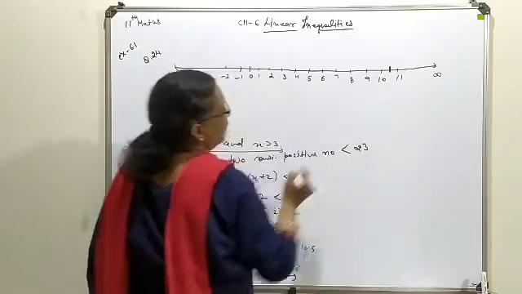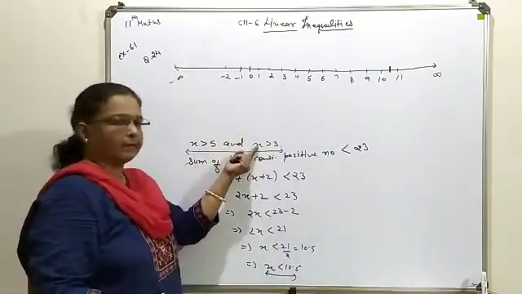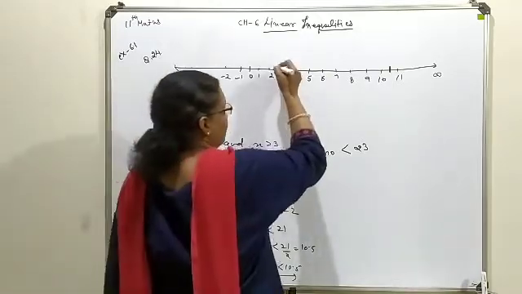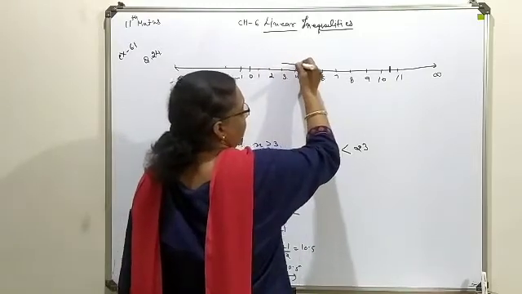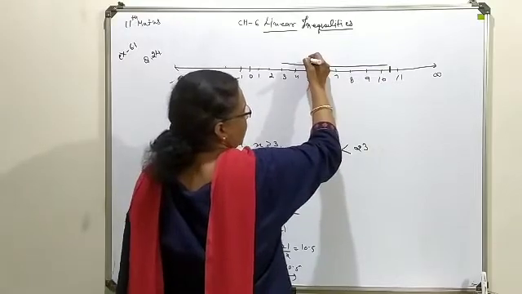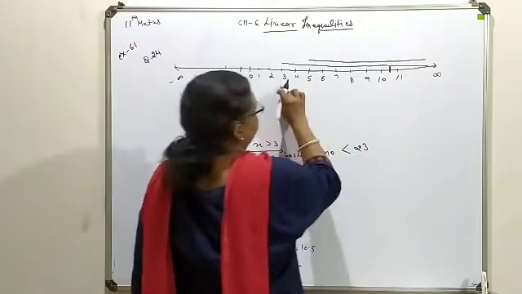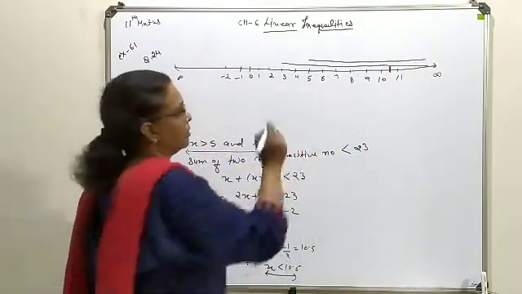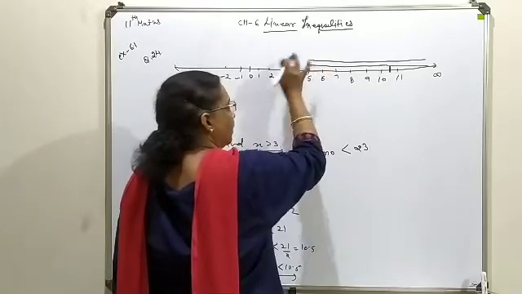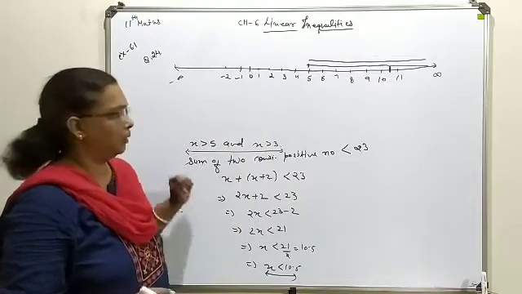Here it is 10.5. First of all, we have to think about the common solution of x greater than 3 and x greater than 5. From here to here you can select a number, and from 5 to positive infinity you can select your number. If you take the common solution in between, it will give you numbers which are greater than 5. So this common solution we will think about first.